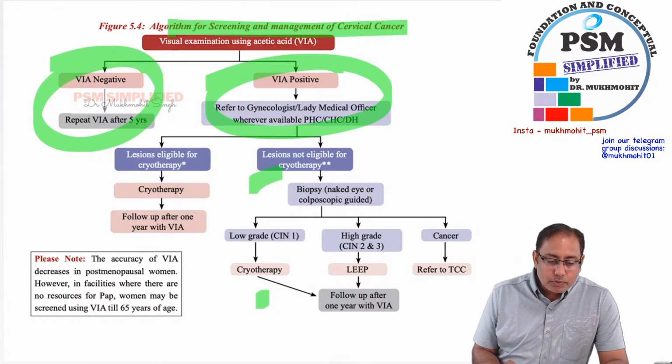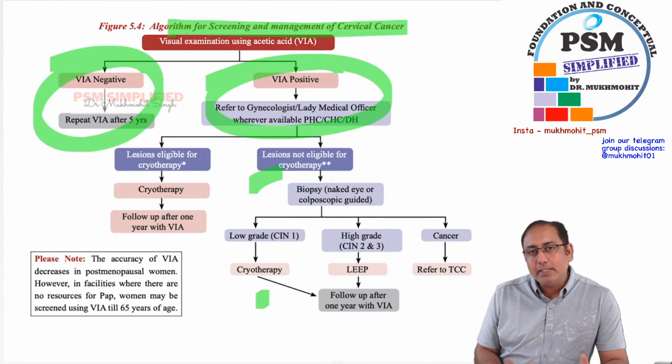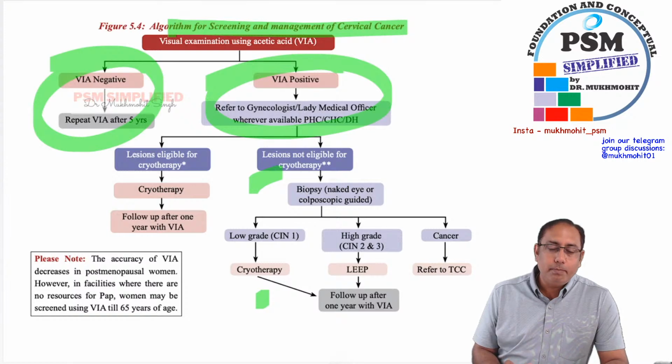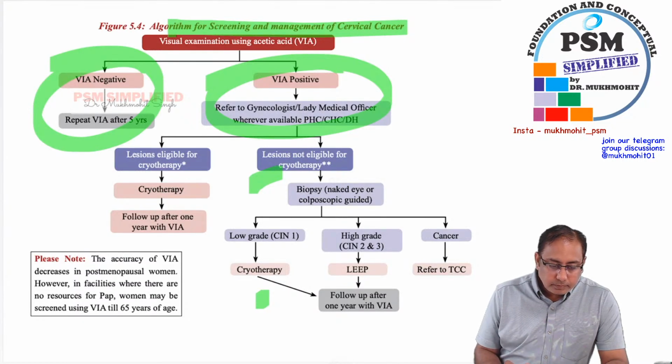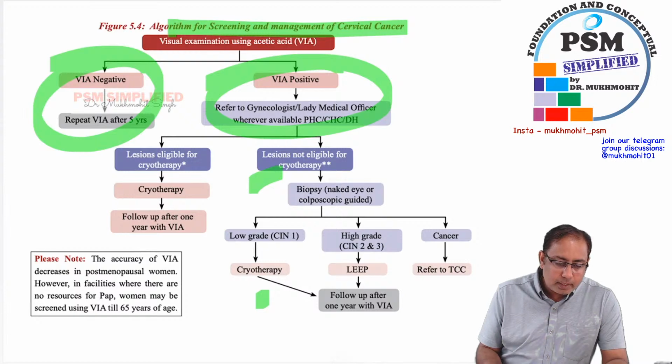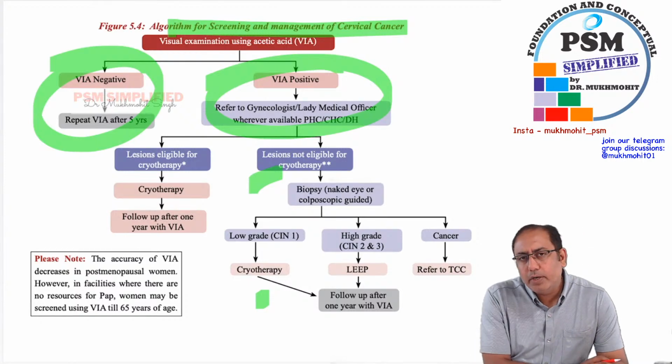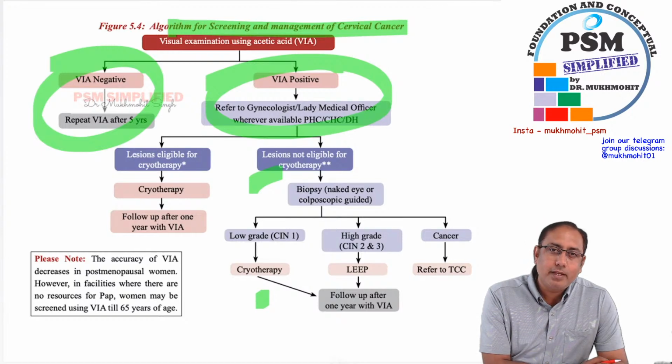Okay, so please note that if the VIA is negative in rural areas, the Government of India guideline is to repeat VIA after 5 years. Yeah, in Government of India we don't have HPV testing. We only have cervical cancer testing using visual inspection with acetic acid.